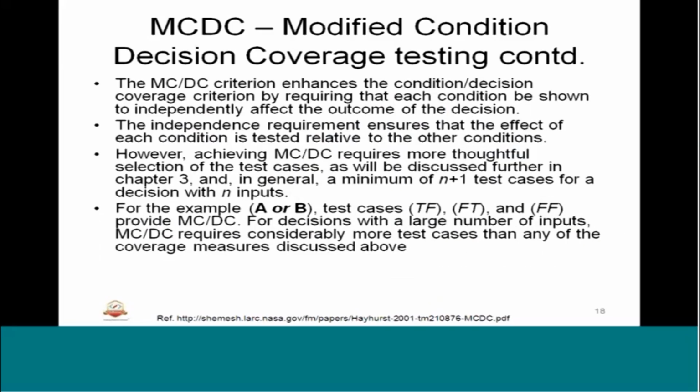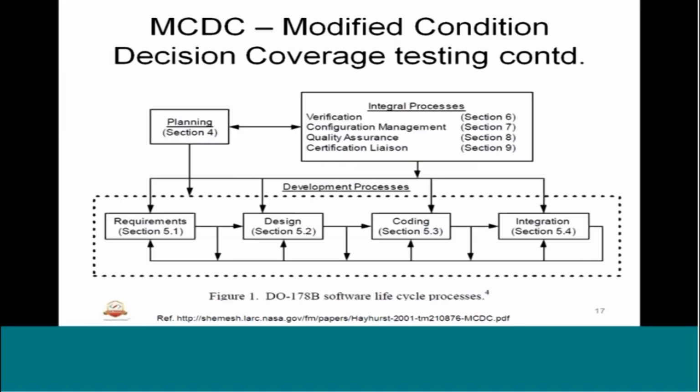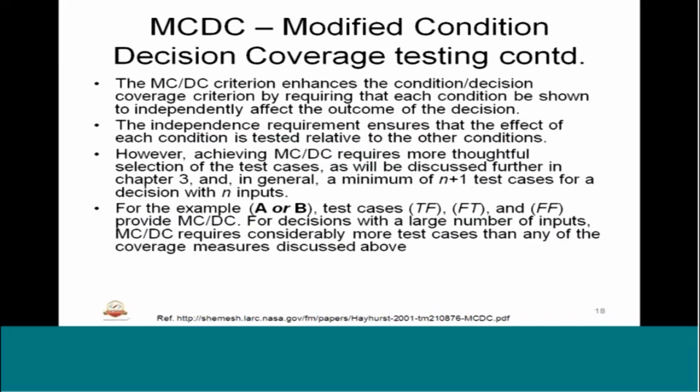Further on the MCDC, the MCDC criteria enhances the condition decision coverage criteria by requiring that each condition be shown to independently affect the outcome of the decision. Same as whatever we have studied in modified condition combination testing. Here with more stringent DO-178B aspects will be addressed. The independence requirement ensures that the effect of each condition is tested relative to the other conditions.